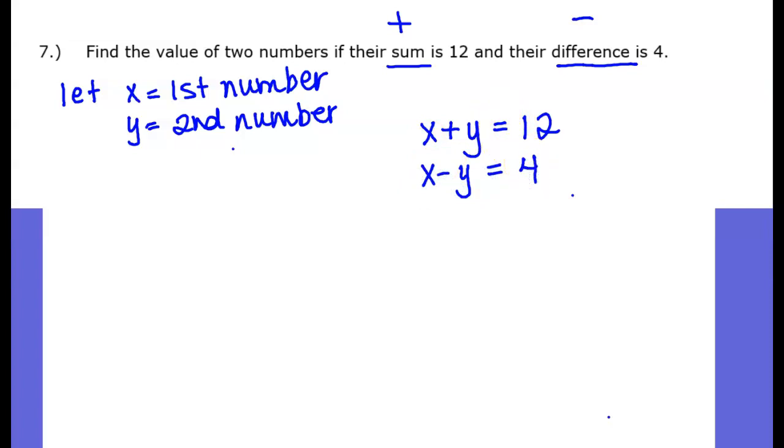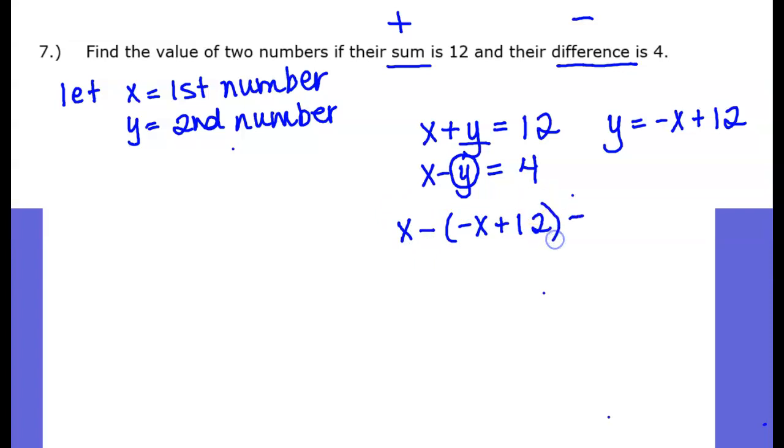All right, so I need to solve, and it doesn't matter which one. We have a few coefficients of 1. In this example, I'm going to solve for y. In the first one, I get -x plus 12, or you could say 12 minus x, it doesn't matter. I'm then going to substitute it in here. So I get x minus (-x plus 12), and that's going to be equal to 4. This would be x plus x minus 12 is equal to 4.